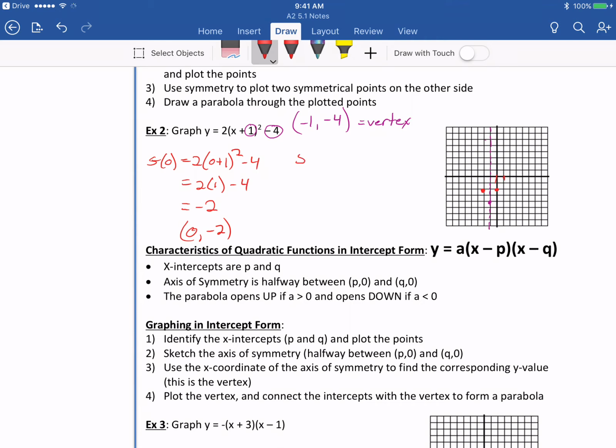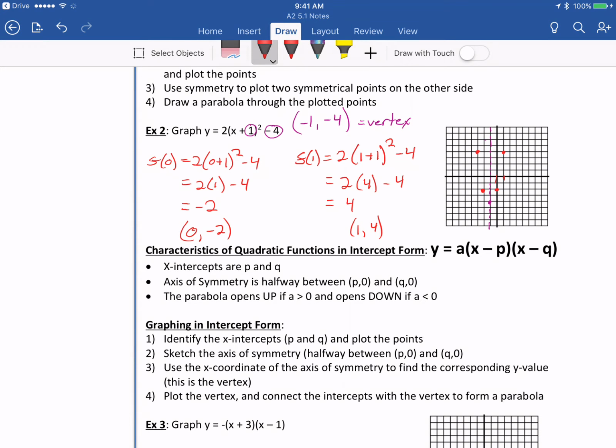Now let's plug in 1, so f of 1 is equal to 2 times (1 plus 1) squared minus 4. This is going to be 2 times 4, because 1 plus 1 is 2, then squared, minus 4, so 8 minus 4 is 4. My point here is 1 comma 4. So I go over 1, up 4. I can go to the left one. Ooh, a symmetric point. Awesome. Then I can connect those dots to make my U.